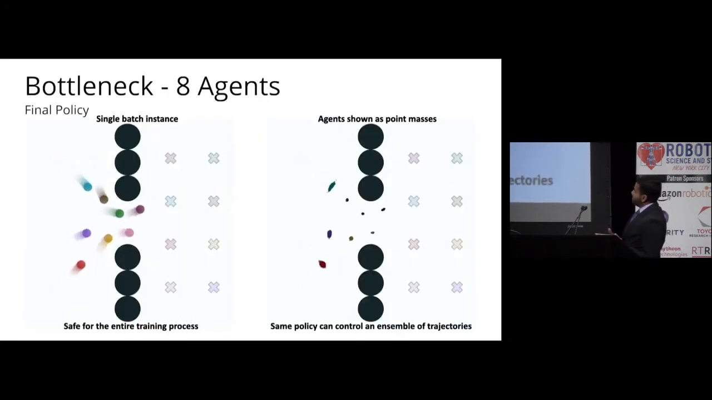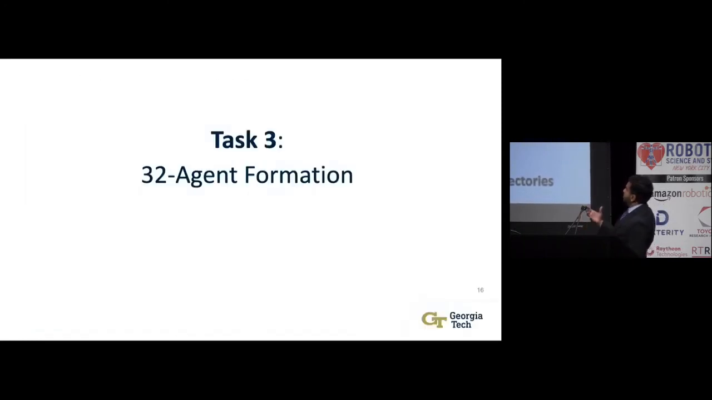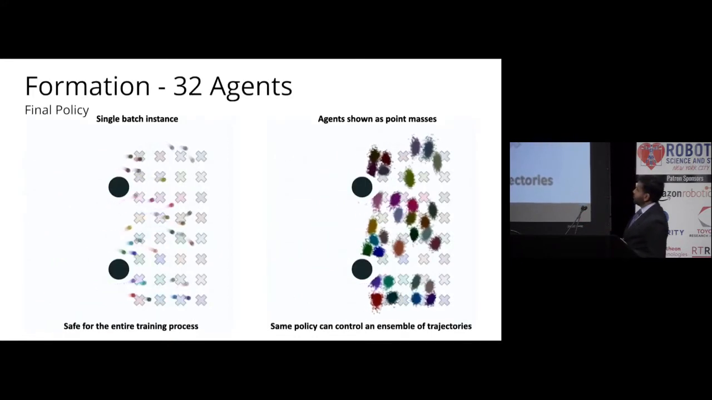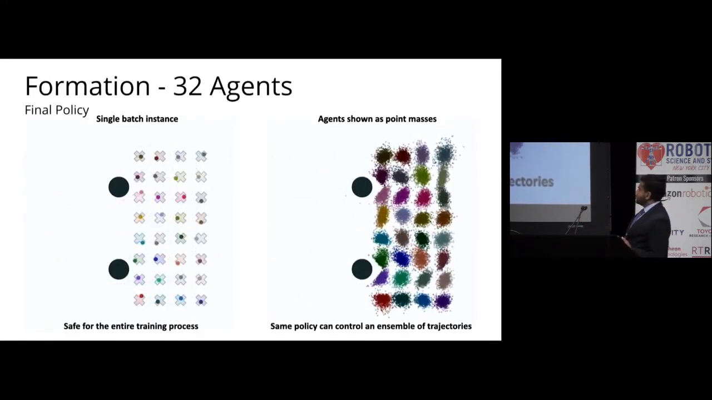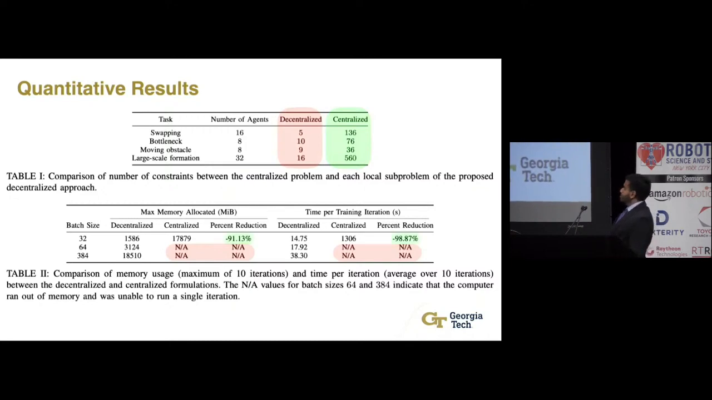Here we see the final performance of a task where agents are able to squeeze through a bottleneck and get into a desired formation on the other side. And this is an application of our framework to a large-scale formation task. So in conclusion, decentralization helps in drastic reduction in the number of constraints, so much so that for large problems, the centralized versions of those problems don't even fit on a single GPU and are very slow.